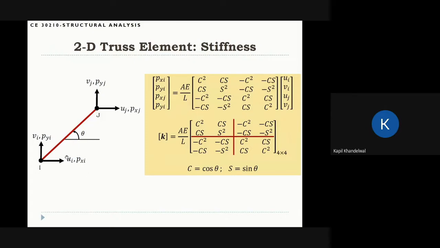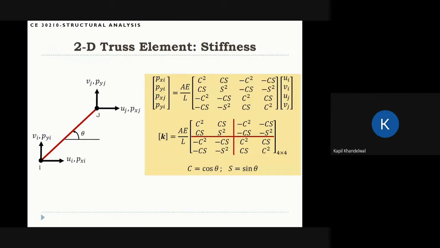And the truss member has 4 degrees of freedom. The degrees of freedom are always ordered as Ui, Vi, Uj, Vj. This is the ordering of degrees of freedom. And the corresponding forces are Pxi, Pyi, Pxj, Pyj. And this is the 4x4 stiffness matrix that we derived. An important thing to remember is that the structure of the stiffness matrix is very simple, because once you know these 4 entries, the rest of the entries are either the same entries or multiplied by a negative sign. So you just have to calculate C square, S square, CS, and the rest of the entries are repetitive. And make sure that you multiply it by AE over L, the stiffness coefficient.